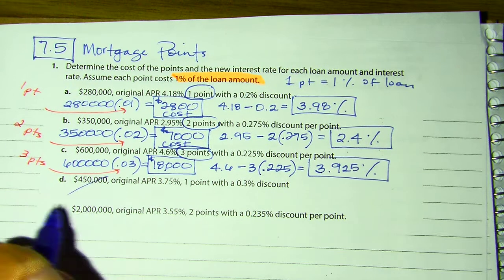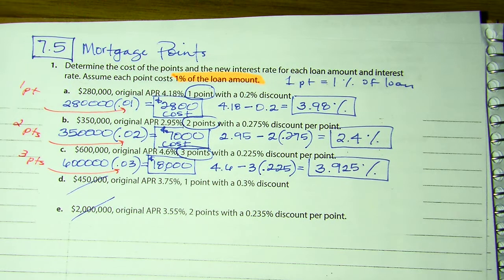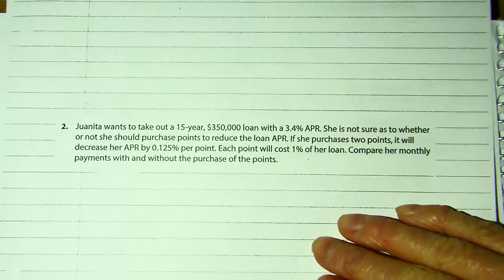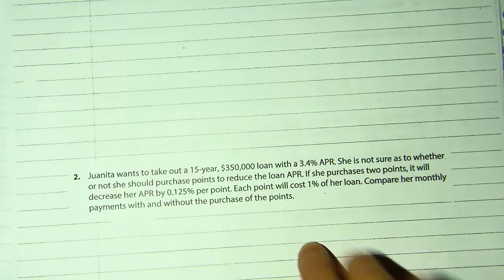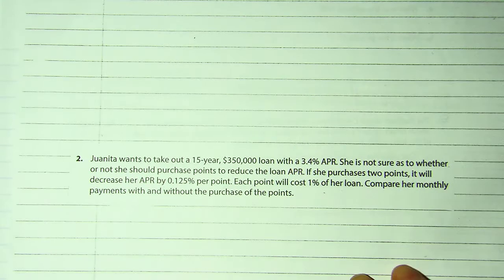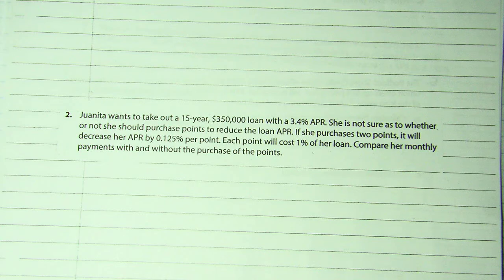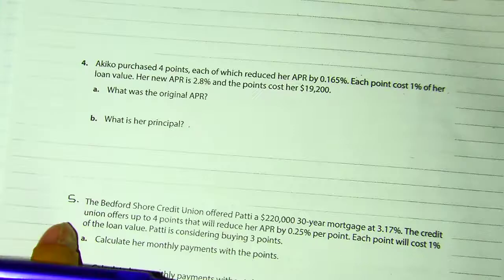I'm going to skip these only because I think that is plenty. Those are how you would calculate points. I didn't need all that room that I left on here. Number 2, Juanita wants to take out, really quick, you know what, I'm actually going to skip 2 and move on to number 3.